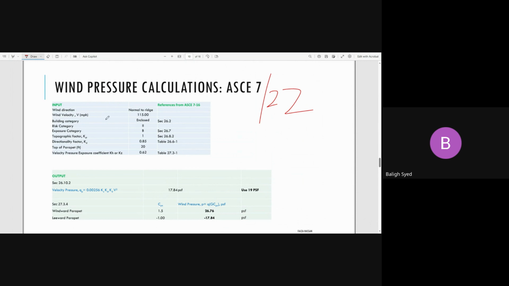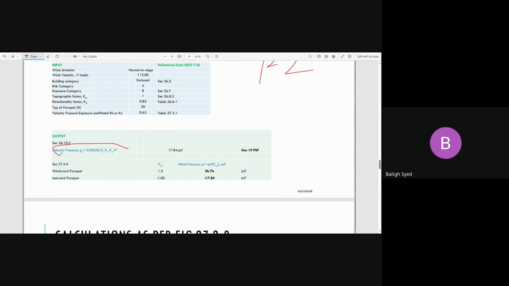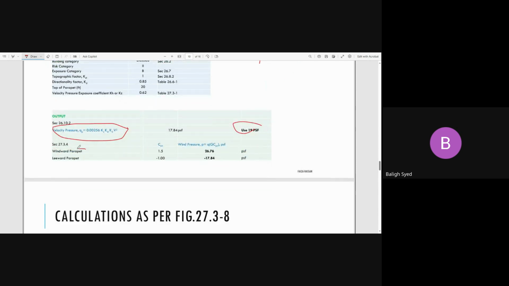So wind direction, then wind velocity, building category, risk category, exposure category, topographic factor K sub ZT, salinity factor, whatever the direction you are considering, like a K sub D, top of pyramid, velocity, wind pressure, and then you will calculate the velocity pressure in PSF. Then we use 90 PSF over here. Then you calculate your wind parapet, wind leeward, and then C sub P.